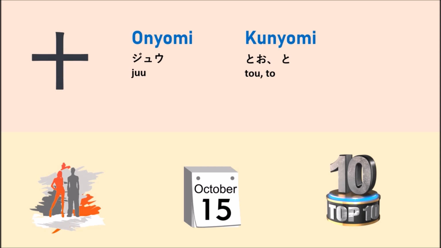For the kunyomi reading, we have two sounds: to, which is the long sound I see here, and the short sound to. So every time you see this kanji, you should know the pronunciation of the onyomi and kunyomi readings. The onyomi reading is ju, and the kunyomi is to, and it has the meaning of 10.